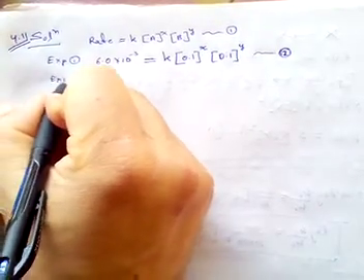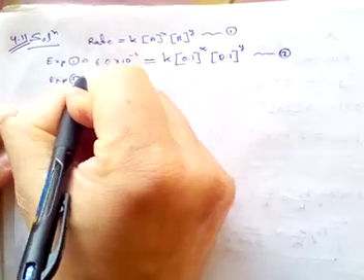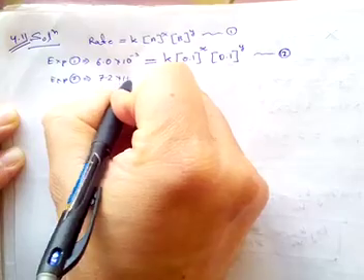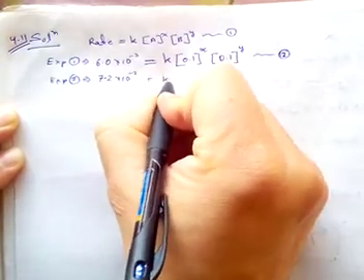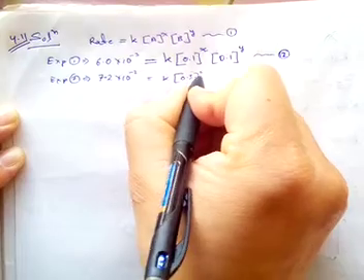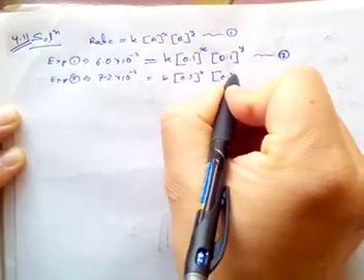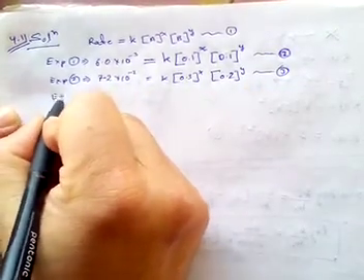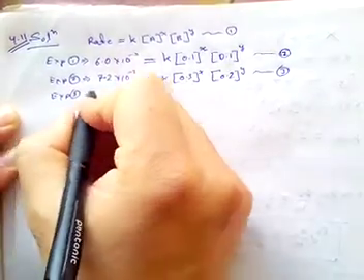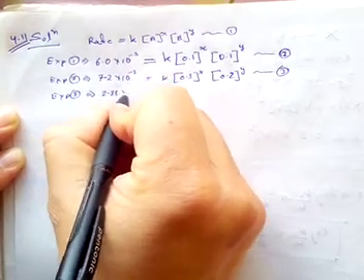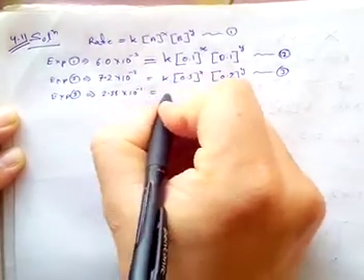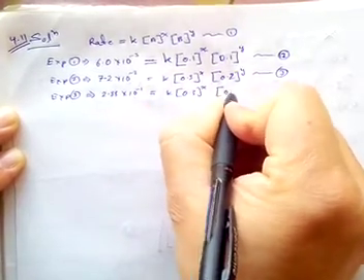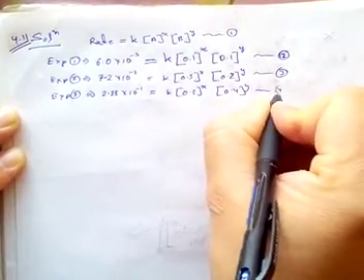Similarly, experiment number 2 implies 7.2 into 10 to the power minus 2 is equal to k, 0.3 to the power x, 0.2 to the power y. Equation 3. Similarly, experiment number 3 implies 2.88 into 10 to the power minus 1 is equal to k, 0.3 to the power x, 0.4 to the power y. Equation number 4.